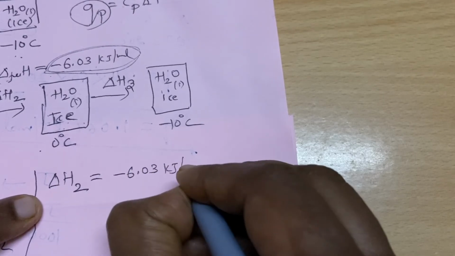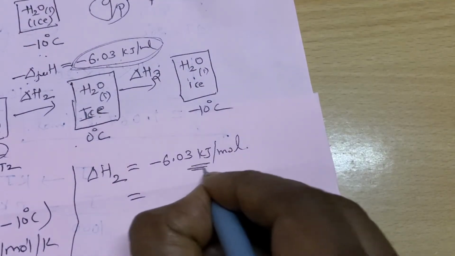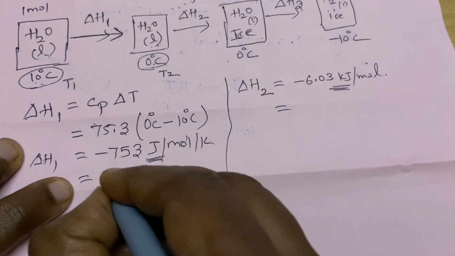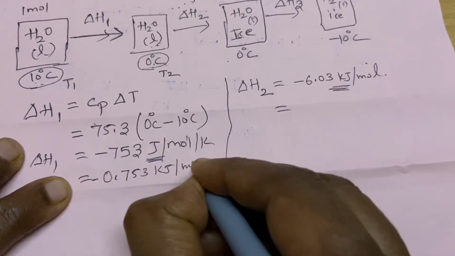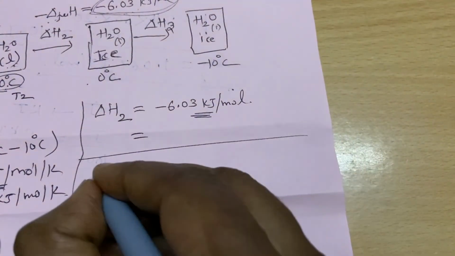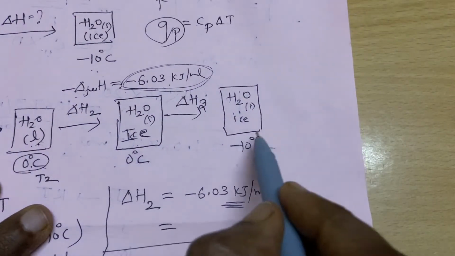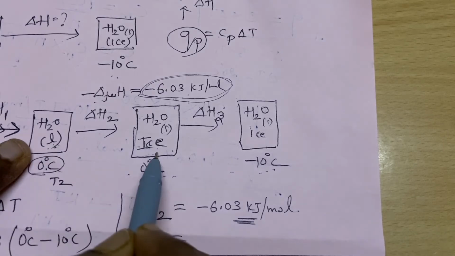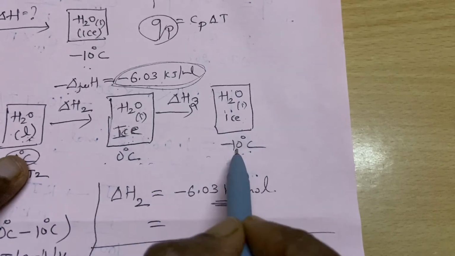See, here the value is in kilojoules per mole, while the other is in joules per mole. So to convert this, we can convert it into kilojoules, so minus 0.753 kilojoules per mole. The remaining thing we have to solve is only the third enthalpy change. Here also ice is converting to ice, only the temperature is differing. The same thing, only the temperature differs.